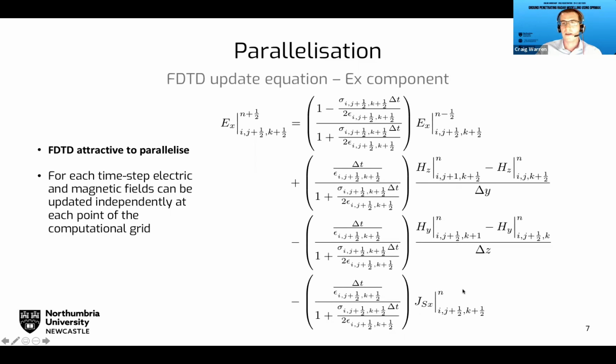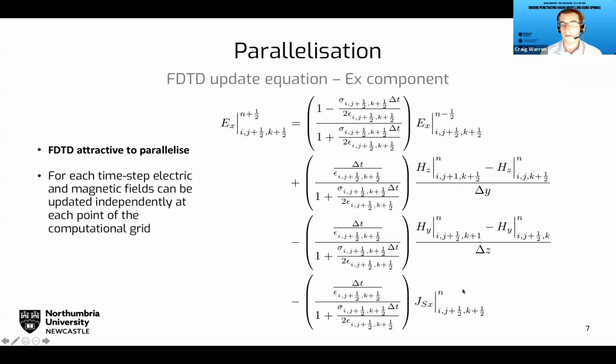FDTD is really attractive to parallelize because for each time step you can update the electric and magnetic field components completely independently. So you can utilize, for example, these thousands of cores on a GPU, and each of them can be updating a separate field component.